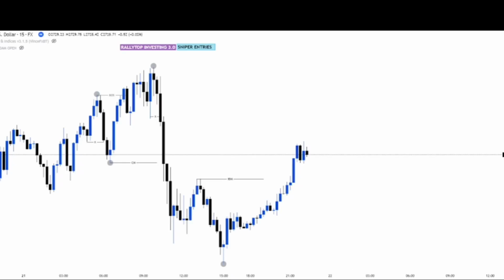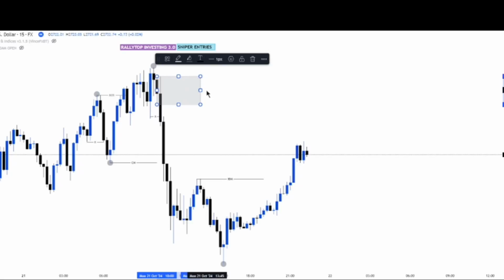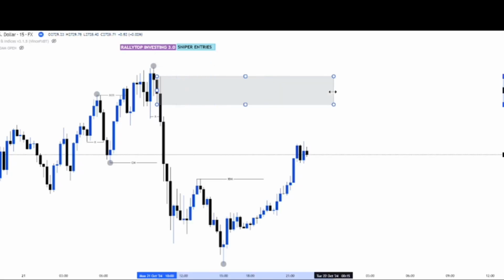And so where is your area of interest after taking out inducement? Well, the only area of interest you have here that is still unmitigated is this. Like I showed you before, that's a valid pullback, and therefore this becomes your area of interest. Now, if you want to refine this area of interest a little more to be smaller, then this candle wick that took out this previous candle's high would be the refinement.